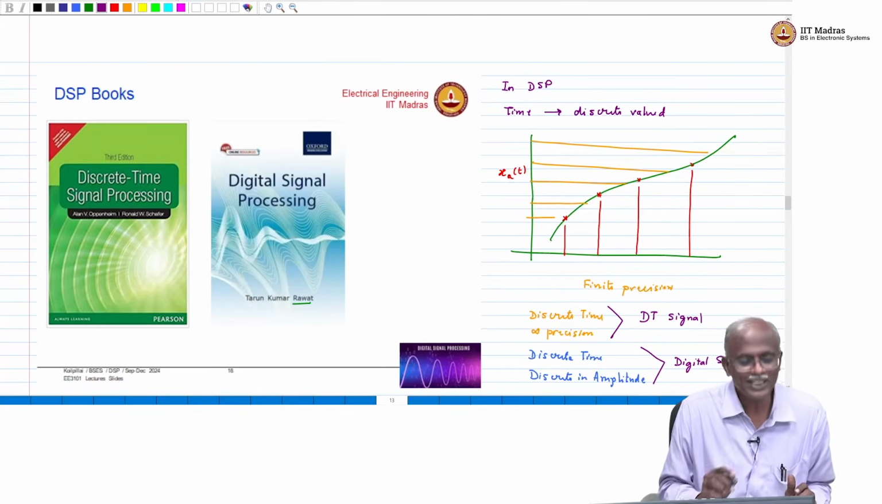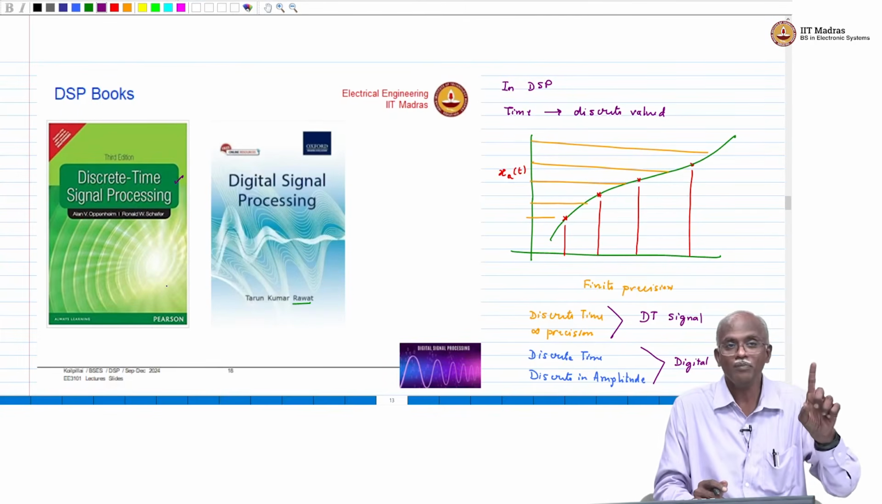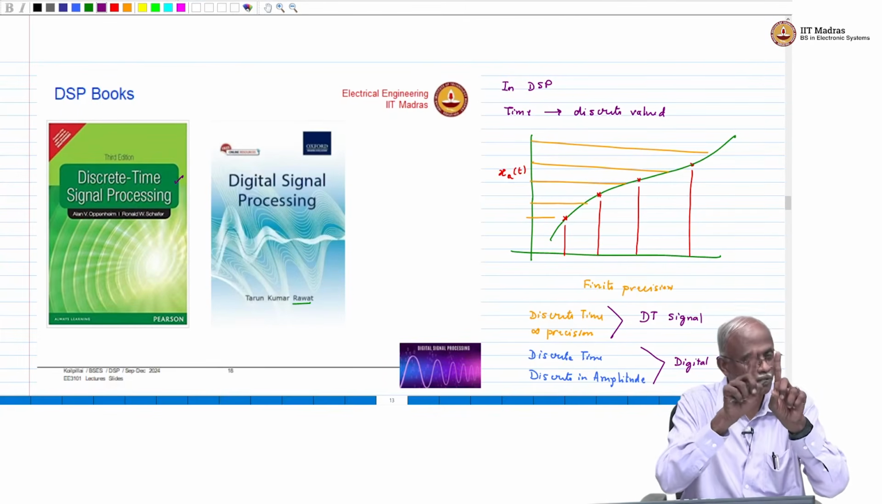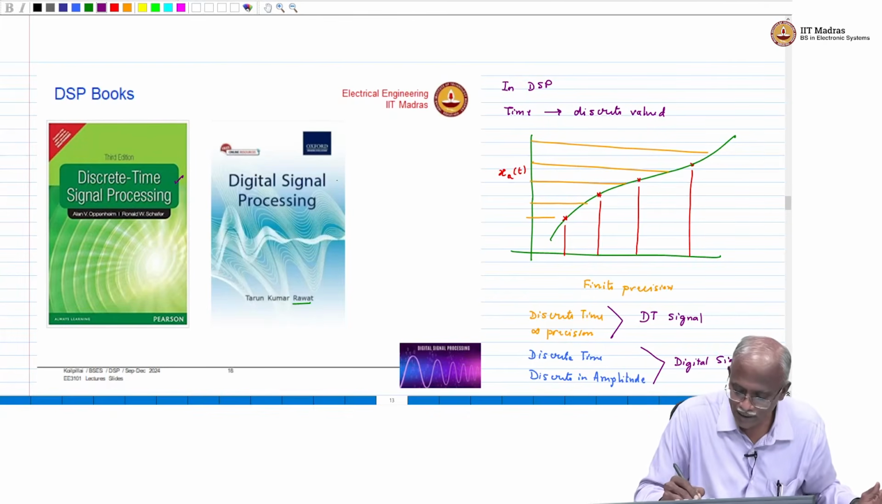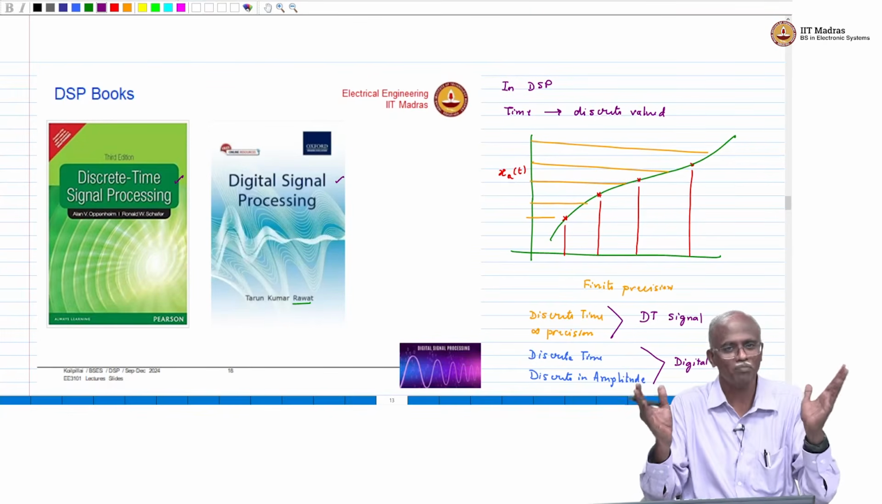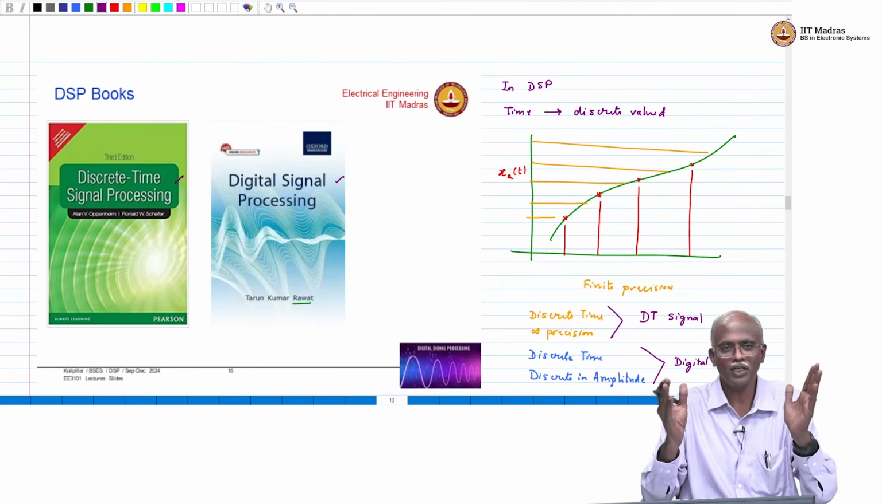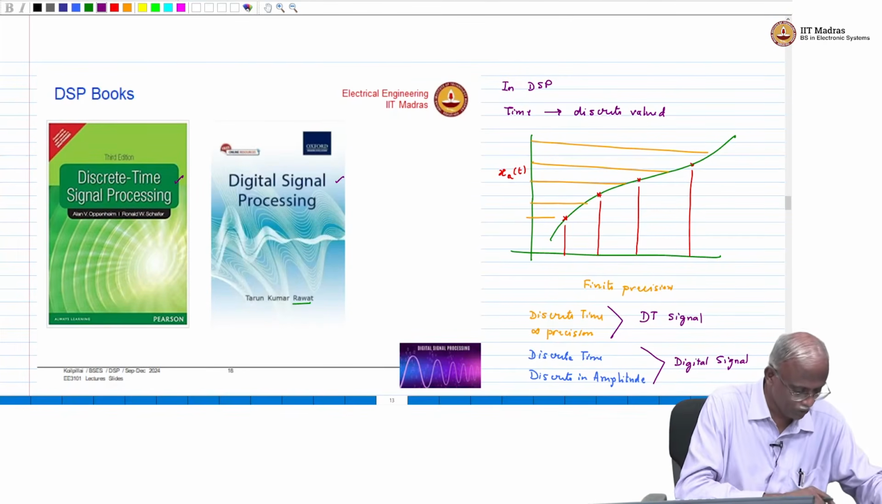So, which title is correct? I would say both are correct. One of them is focusing on the fact that I'm going to deal with discrete time signals with infinite precision. This one says you can also apply it to quantized signals. Again, both are correct. Both are talking about algorithms and techniques that can be applied in both contexts. I hope you are comfortable with this representation.